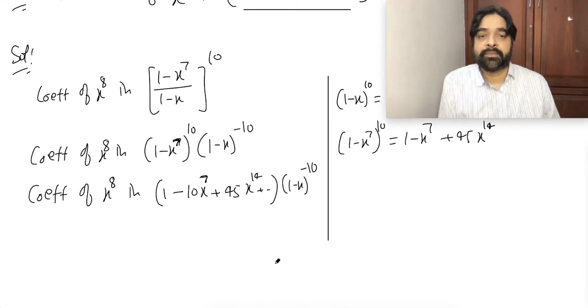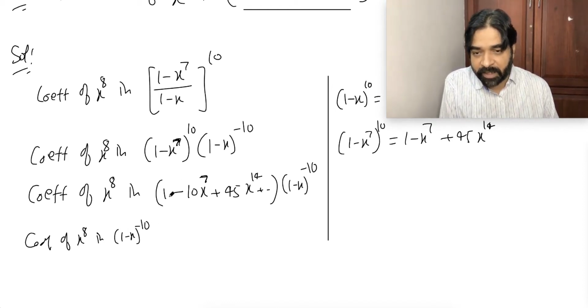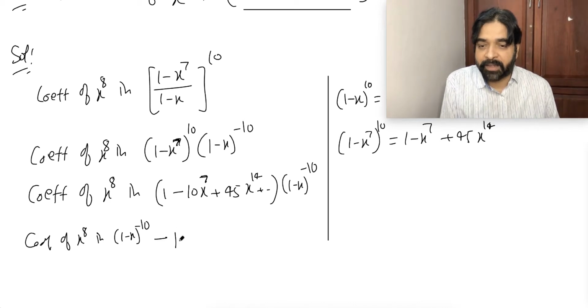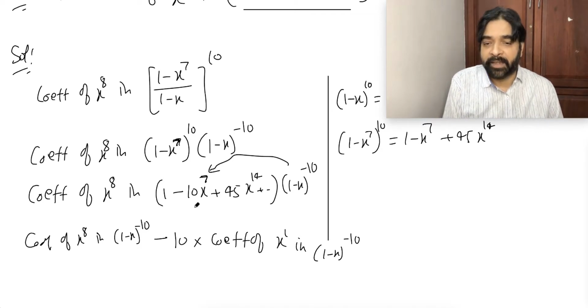Is it clear? Now, the coefficient of x power 8 in 1 minus x power minus 10. Thus, this I just multiply here: minus 10 into the coefficient of x power, watch it carefully, 1 in 1 minus x power minus 10. This multiplied here. 10 came out and x power 7 is there. So only we need what? X power 1 from here.